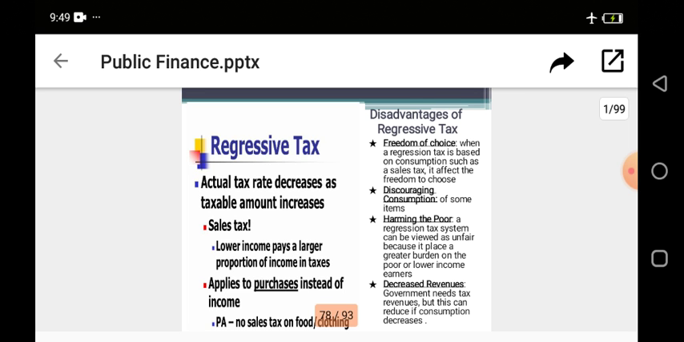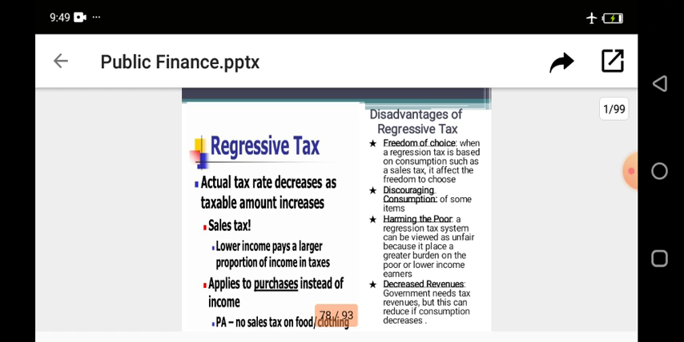Number one is that it reduces freedom of choice. When a regressive tax is based on consumption, such as your sales tax, it reduces the ability of that individual to make choices, because you know that anything you buy, you pay tax on it, and that tax can show in form of high price. So it really affects the low income earners. Now, in a country where the level of poverty is high, meaning the gap between the rich and the poor is very, very high, you see that the poor will be affected by this because of their level of income.